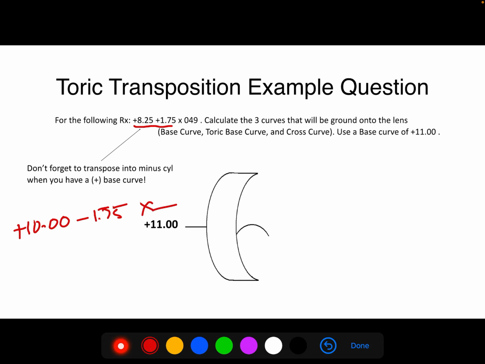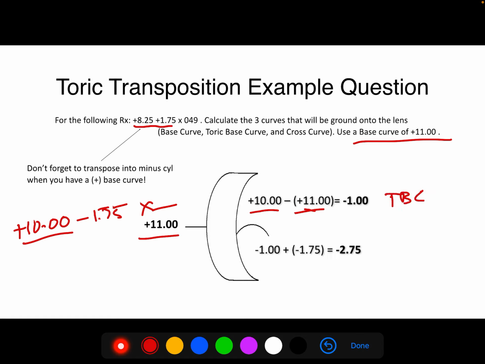So let's go ahead and plug in our base curve that's given in the question. Let's plug in our sphere power from the minus cylinder and plug in our base curve that's given in the question. And we have a toric base curve of -1. And we take that -1 and we add the cylinder amount from the minus cylinder version of the prescription. And we find ourselves with a -2.75 cross curve.